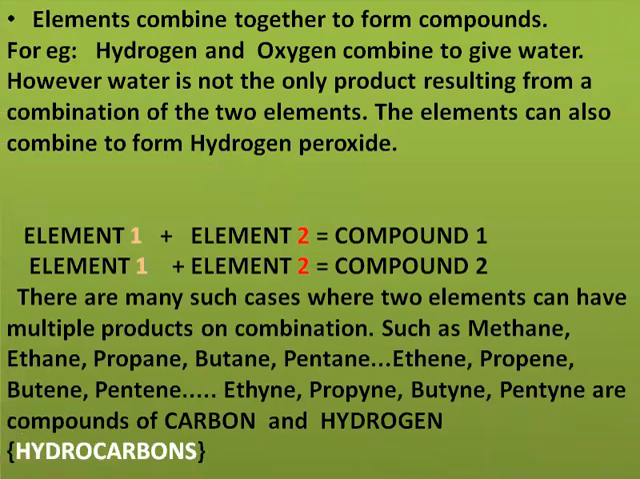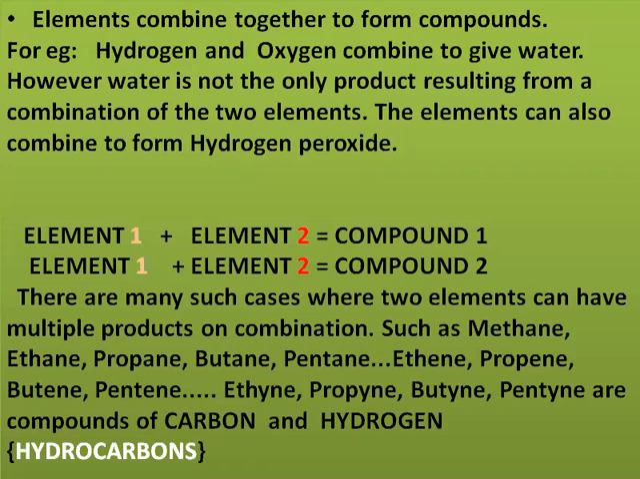Elements combine together to form compounds, and if we consider hydrogen and oxygen, these combine to give water. However, water is not the only product resulting from a combination of these two elements. They can also combine to form hydrogen peroxide. The formula of water is H2O, with the elements in the ratio of 1:8 by mass, whereas the formula of hydrogen peroxide is H2O2. Atoms are increased in the compound. Therefore, the two elements will not have the same ratio by mass as in water.